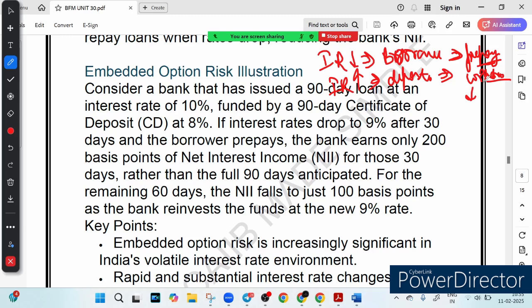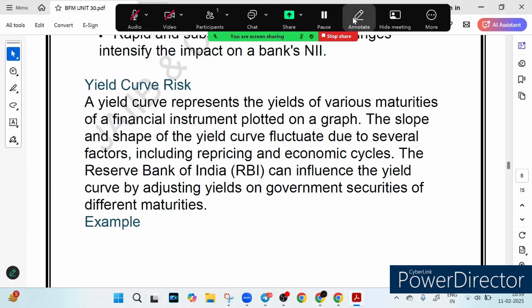So the faster and bigger the interest rate change, the more the bank struggles to maintain profit. What we have learned is that embedded option risk happens when borrowers and depositors change plans when interest rates change. Banks lose earnings when loans are prepaid early due to falling rates, and volatile interest rates make risk management crucial for the bank. Now let's talk about the next kind of risk we have, the yield curve risk.